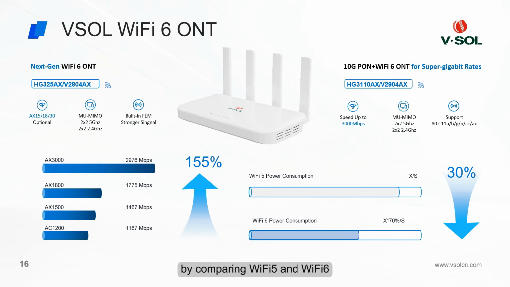By comparing Wi-Fi 5 and Wi-Fi 6, it can be seen from the pictures that the Wi-Fi connection speed has increased by 155%, and the power consumption of Wi-Fi 6 is only 70% of that of Wi-Fi 5, which is lower in power consumption and faster in speed.